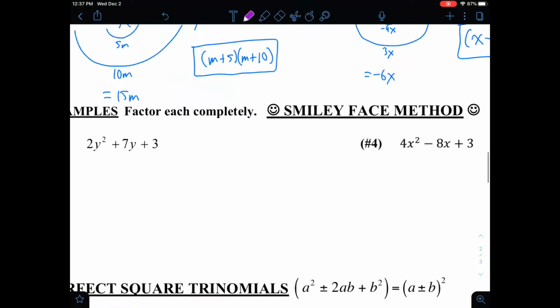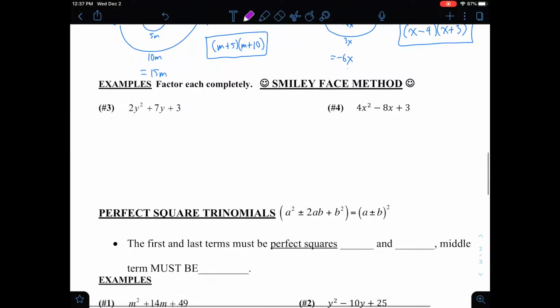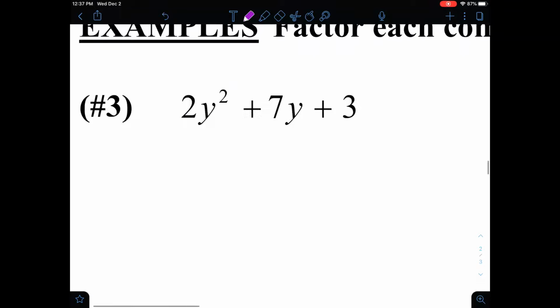Okay, we have factor each completely. Now we're doing the smiley face method, but this one's a little bit trickier because now we have an a value in front that's going to be a 2. It's not just a 1y squared, basically. It's 2y squared.